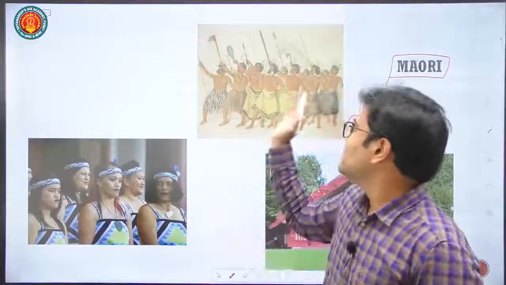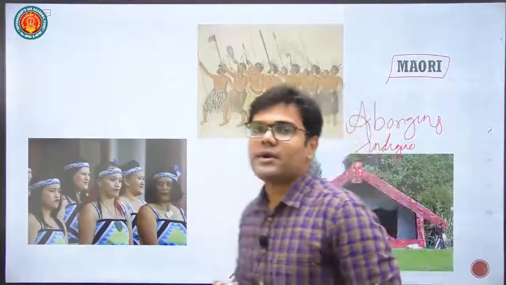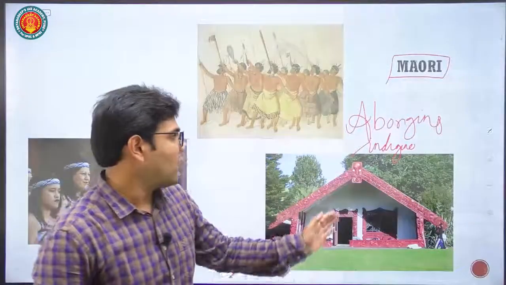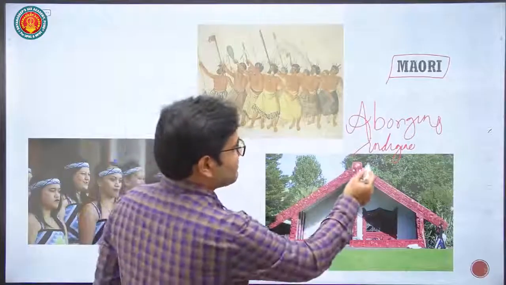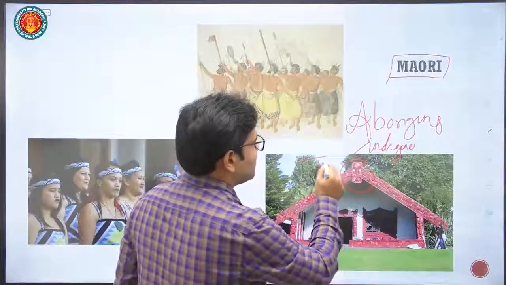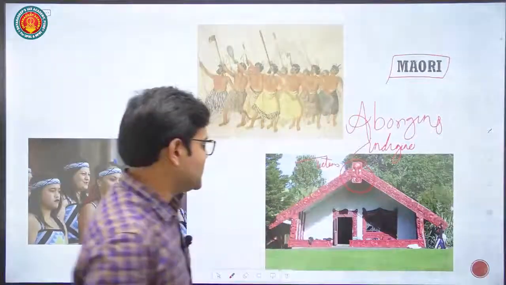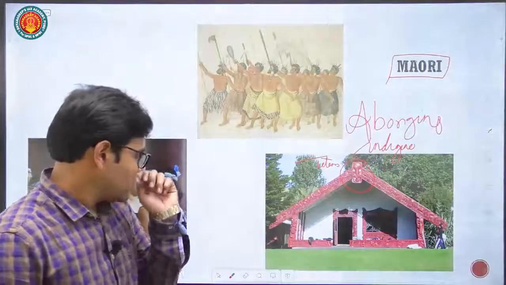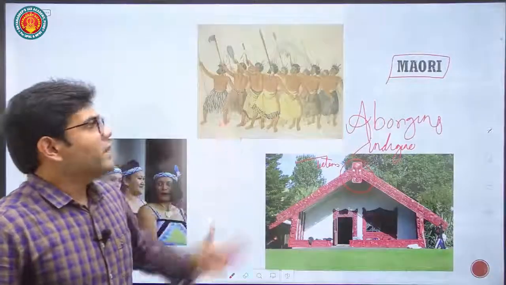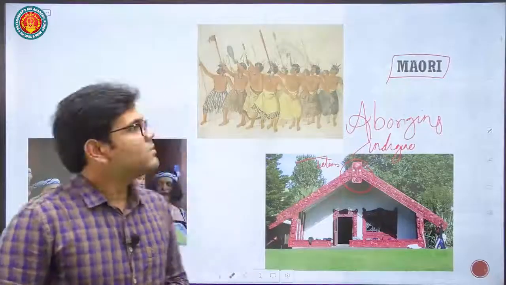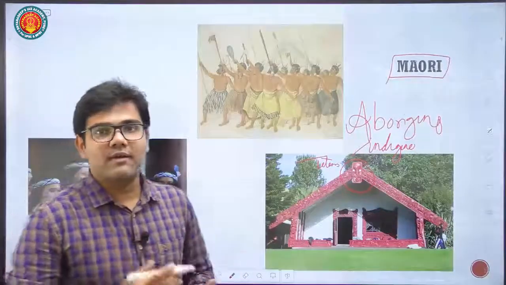So this is the picture. These are pictures of the Maori tribes. Their home, this is called a totem. A beautiful home. Their dance is very famous. You can search on YouTube for the dance of Maori. It's very violent. It's very aggressive.